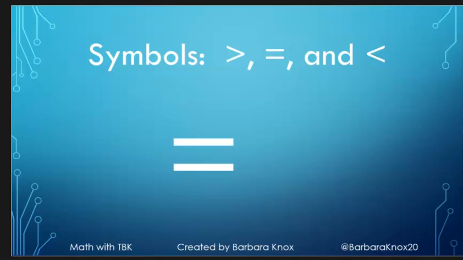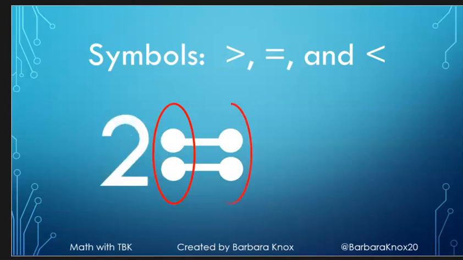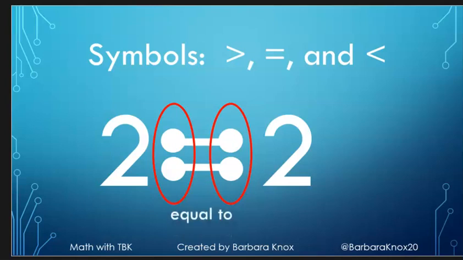If I add dots to this symbol, there will be 2 dots on both sides. I know that 2 is the same value as 2, so this equality is read as 2 is equal to 2.